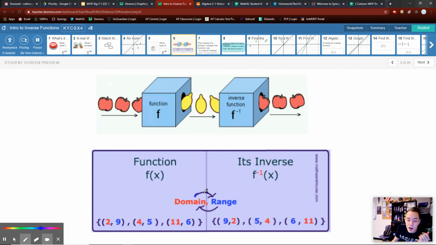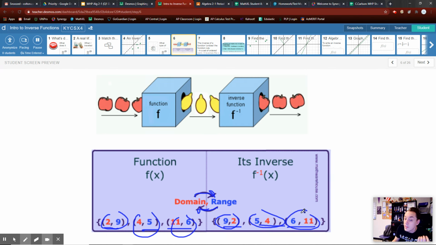So domain and range, they also flip. Okay, so what does that mean? It means they flip right here. Look at this, 2, 9 becomes 9, 2. 4, 5 becomes 5, 4. 11, 6 becomes 6, 11. So really what we're doing here, look at this. I love this picture. We have apples. It goes through the function and we get lemons. But then if you put the lemons back into an inverse function, it pops out apples. So it's this kind of inverse undoing relationship in mathematics here.